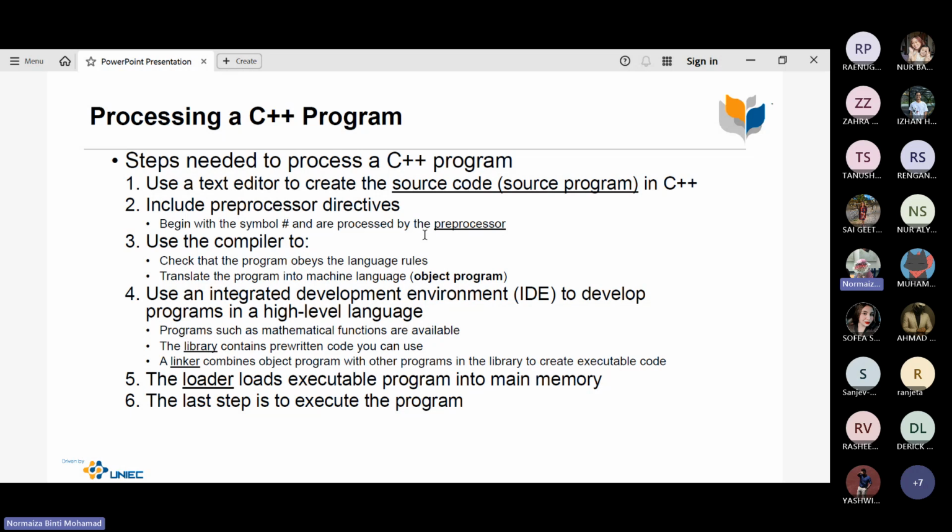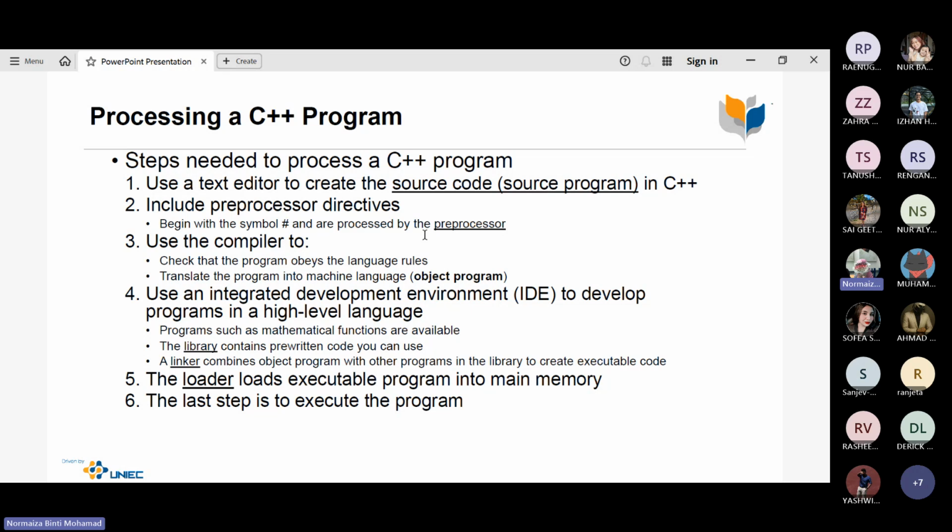And then use an integrated development environment or IDE to develop programs in a high-level language. Programs such as mathematical functions are available in the IDE. A library contains pre-written code that you can use, also contained in the IDE. Well, basically the IDE has a lot of libraries and then you have programs. A linker will combine the object programs from just now with other programs in the library to create executable code.